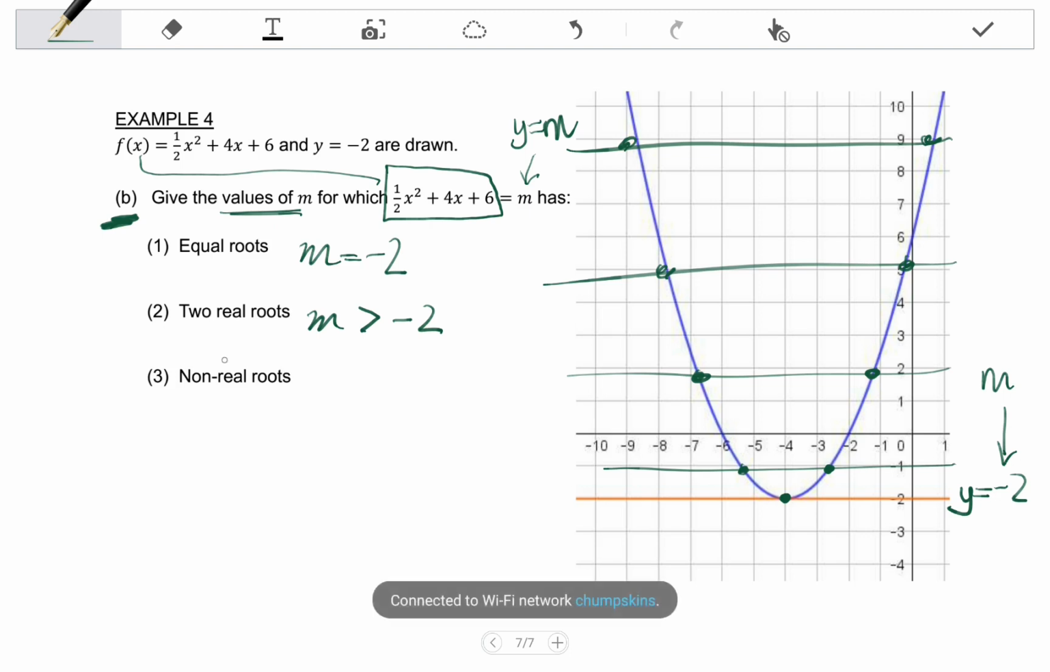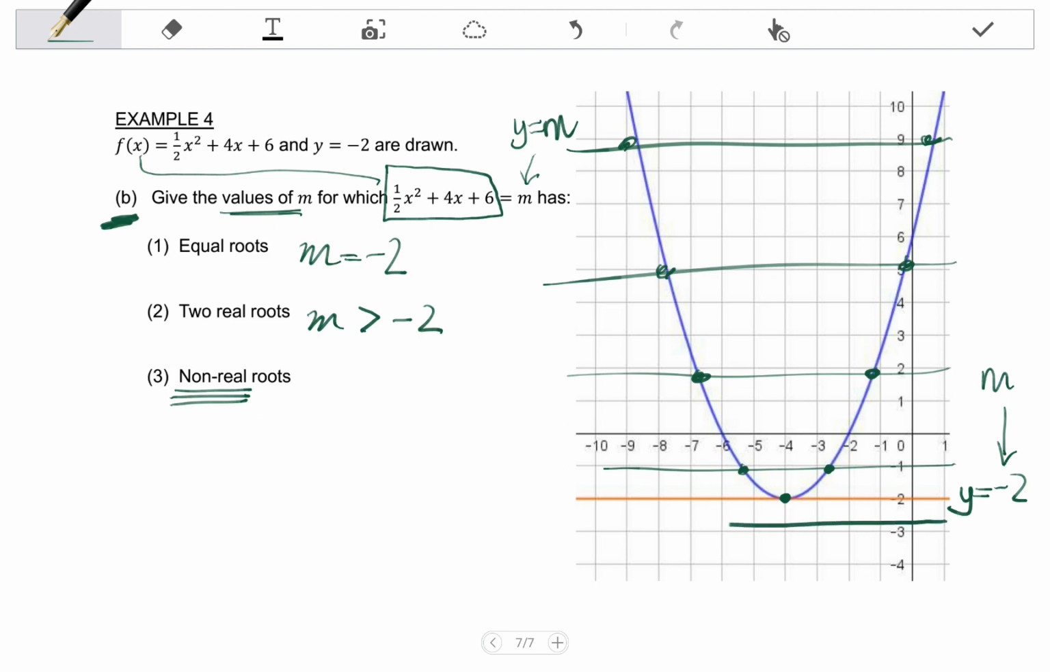Now for number 3, we want non-real roots, which means no points of intersection. Now when would that occur? That would occur where the graphs don't intersect at all. So in that case, the horizontal line must be below the turning point. So that means m can be any value less than -2.